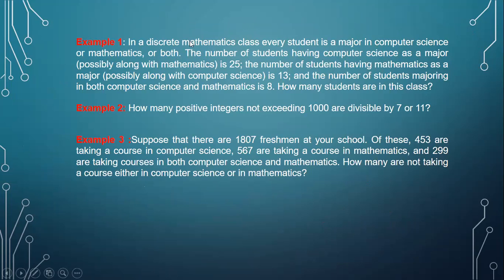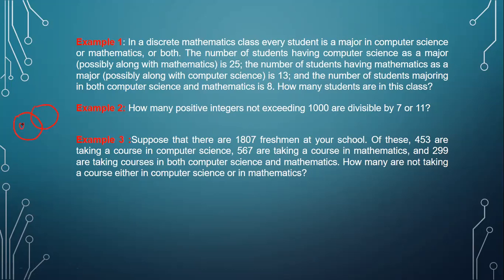Okay, so we have a class of discrete mathematics students where they are either studying computer science or mathematics, or they are even studying both. The number of students having computer science as a major, possibly along with mathematics, is 25, and the number of students having mathematics as a major, possibly along with computer science, is 13. So these two numbers are also including the intersection part.